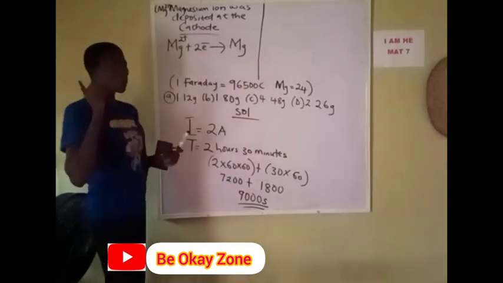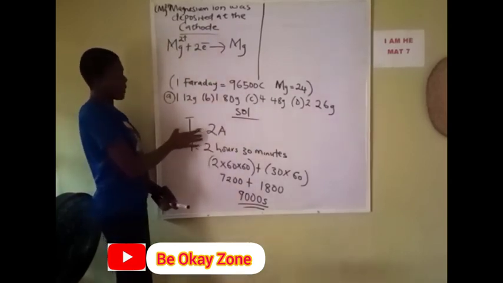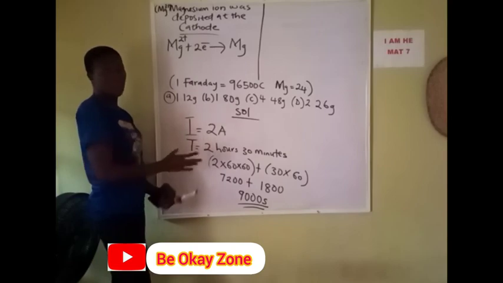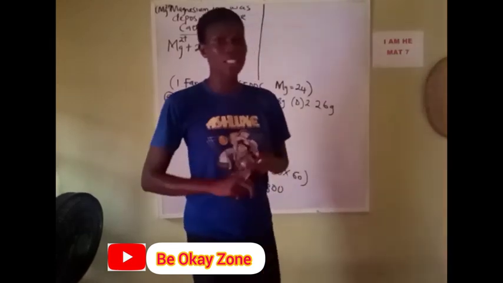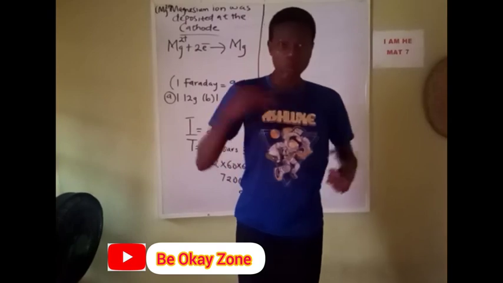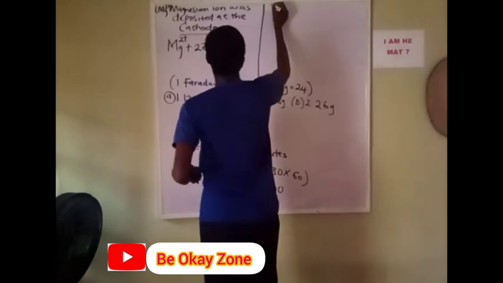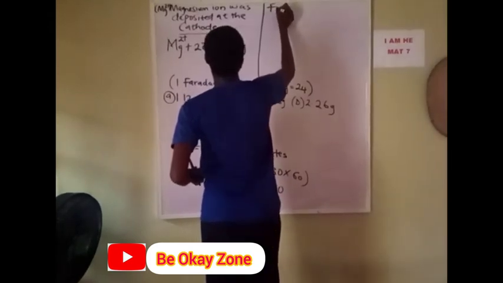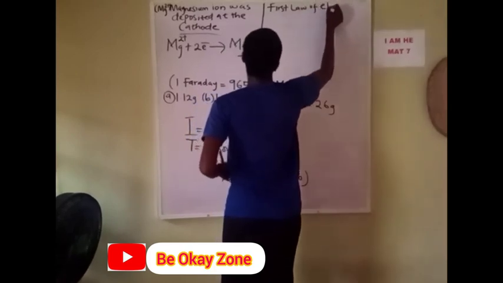Now furthermore, what do we do there? Since we've gotten our variables, we have current, we have time. Now we're going to remember that we have Faraday's first law of electrolysis, we have Faraday's second law of electrolysis. Looking at these variables here, which of the laws fits the question? We have our first law. We're going to use Faraday's first law, the first law of electrolysis.